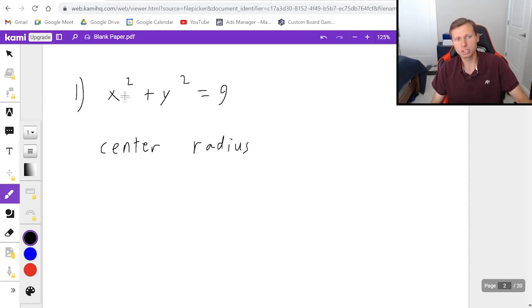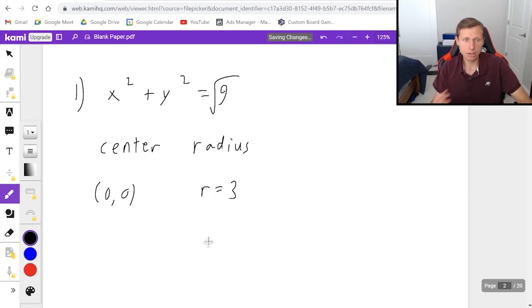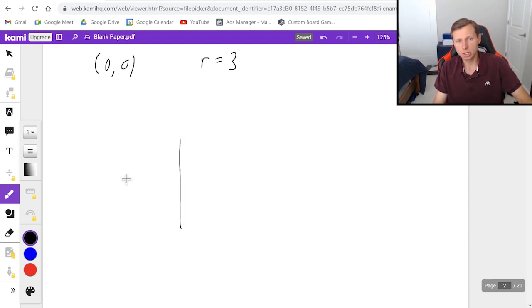So the center, since there's no h, there's no k, it's just x squared and y squared, there's nothing in parentheses. That's the easiest case in the world because the center is just at (0, 0). Now for the radius, it's just going to be the square root of 9 because that's the rule. Just take the square root. The square root of 9 is 3, so the radius r is 3. Now that we know where the center and the radius are, we can graph this circle.